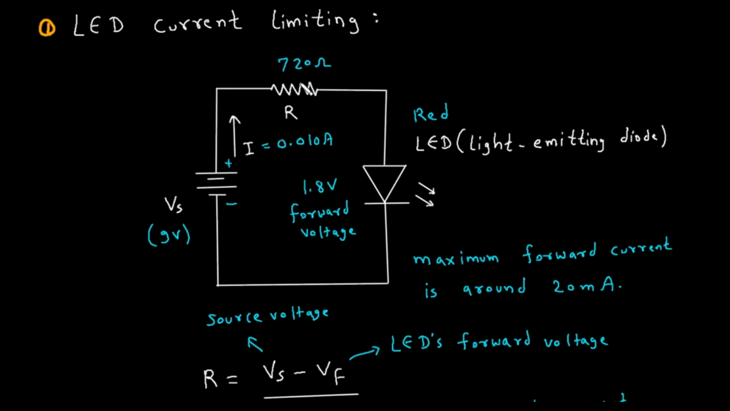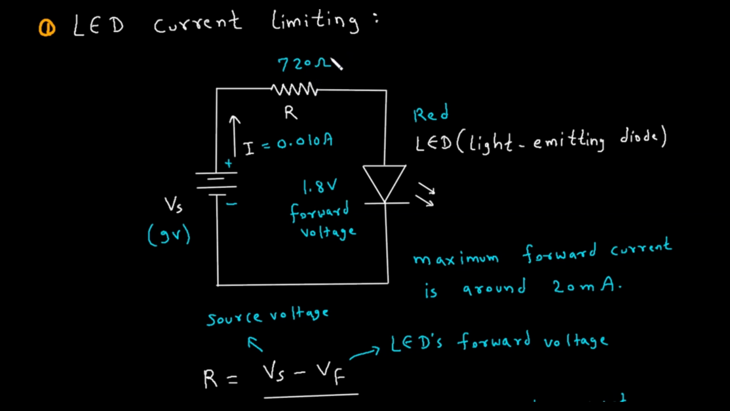Now to calculate the exact value of this resistor, we use some formulas. Here we can see the voltage drop across this LED is 1.8 volt. It is a forward voltage and it is a red color LED. Now LED stands for light emitting diode. So this is how the LED is connected. Here we have a battery of 9 volt, or we can say it is a source voltage Vs. Now here the resistor is connected in series. We have to connect the resistor in series with the LED to limit the current.